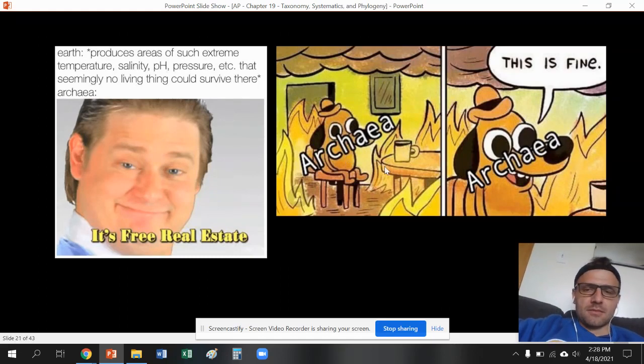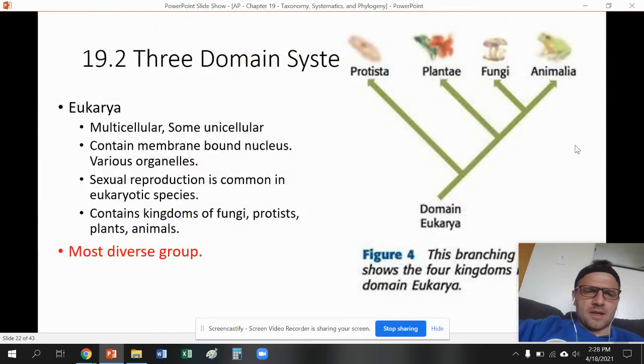Interesting. So one of the places they live is like deep sulfur vents that are very hot, or like the geyser vents in Glacier National Park or Yellowstone National Park. They live in these really weird and extreme environments. And then lastly, this is the most diverse group here. This is what we belong to. This is the Eukarya group.